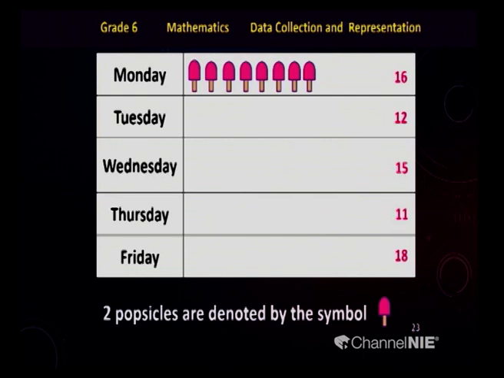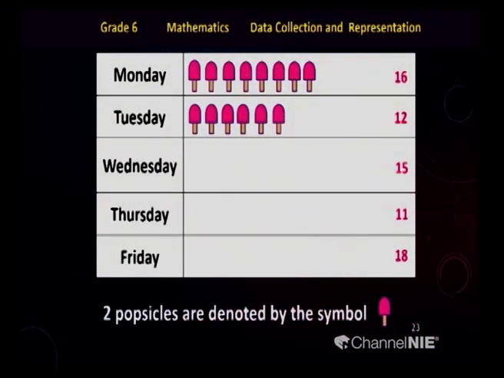It is very easy. When you go to Tuesday, how many popsicles has he sold? My dear children, you have to divide 12 by 2. So, what is the answer? 12 divided by 2, that is 6. That means you have to draw how many symbols? Is it 12? No. That is 6 symbols. Then, what do you think about Wednesday?